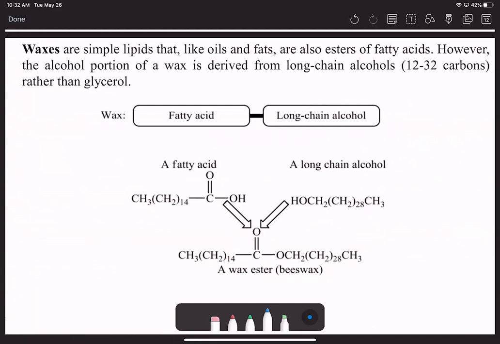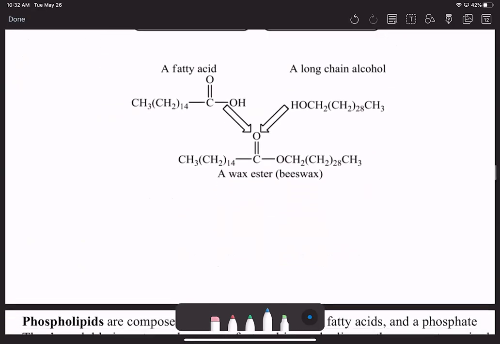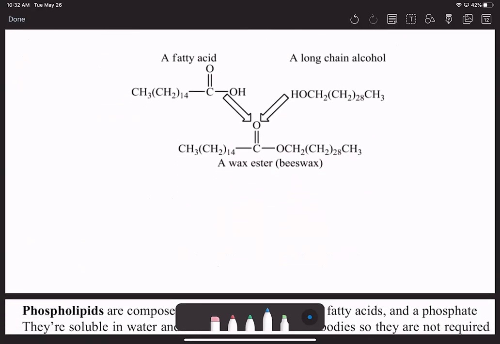Another type of fatty acid lipid is waxes. Waxes are really just boring. I'm going to be done with waxes in about 2 minutes. We're not going to name these waxes, and we're not doing reactions with waxes. We're going to identify what a wax is, right? A wax is nothing more than an ester bond. We take a fatty acid plus an alcohol, and we get this wax.